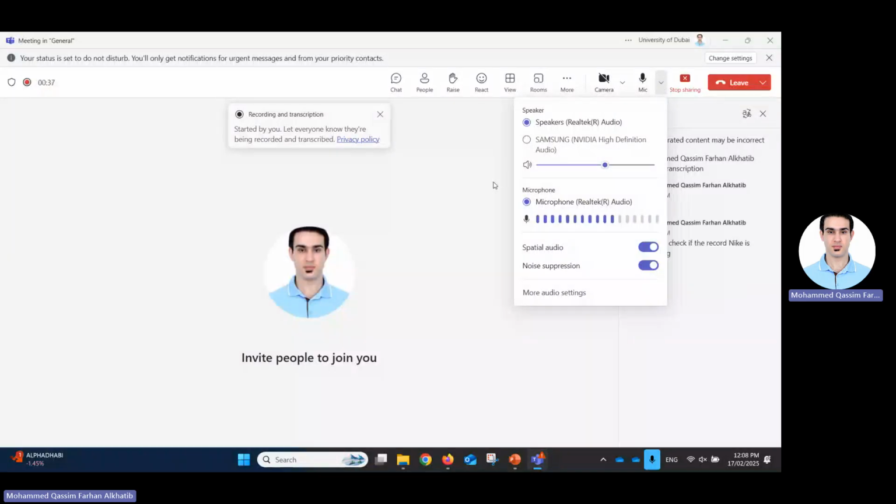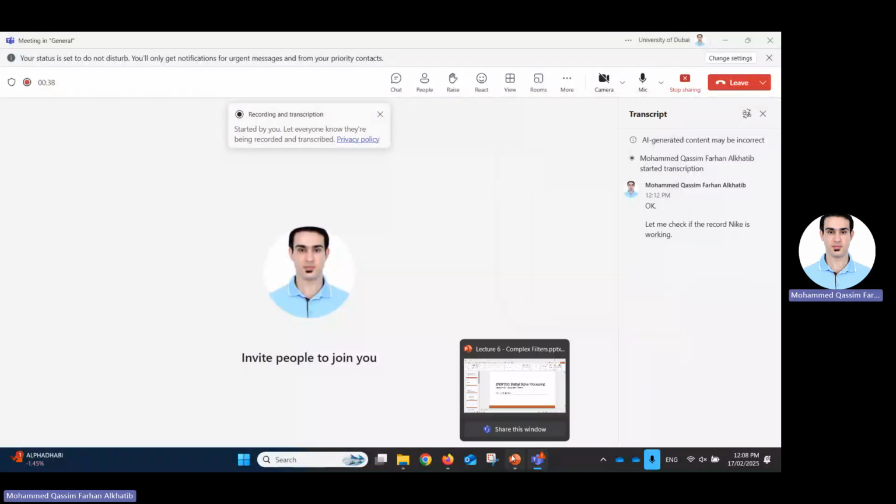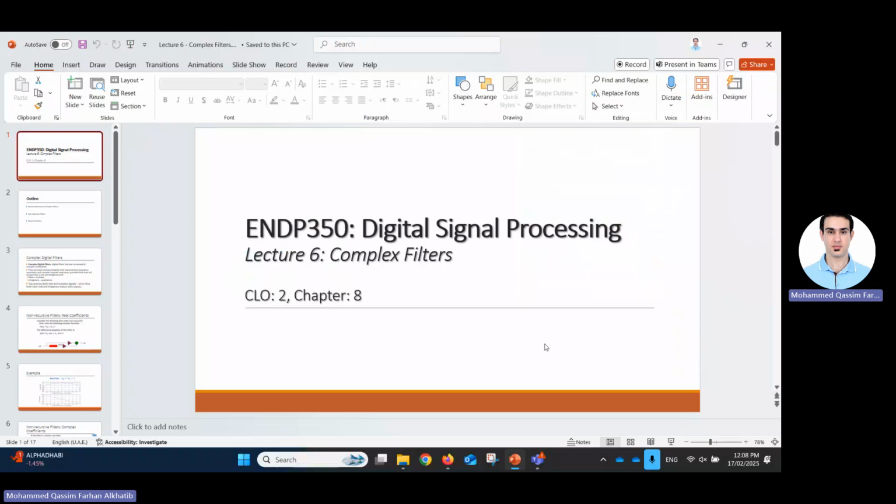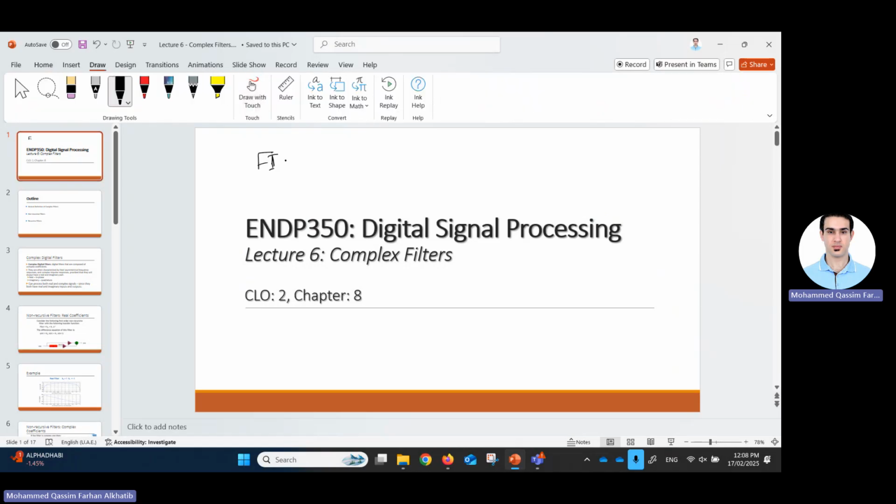Yeah, perfect. All right. So we'll talk about complex filters. For the past few days, we learned about IIR filters and FIR filters. FIR stands for finite impulse response. It's basically a filter with a certain number of coefficients, a limited number like 100, 1,000, and so on.